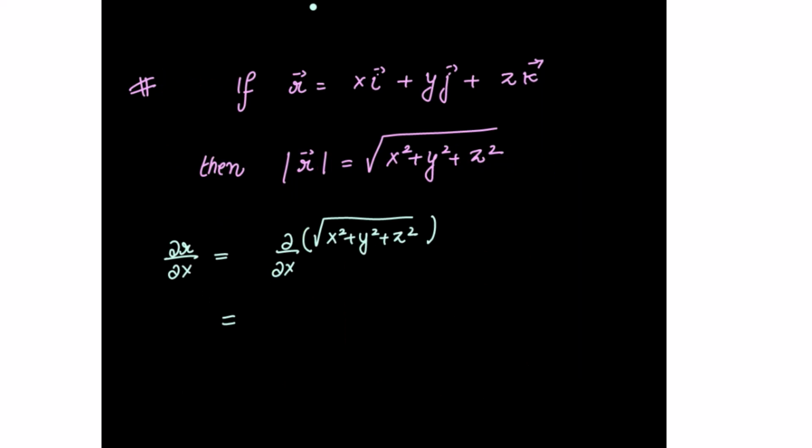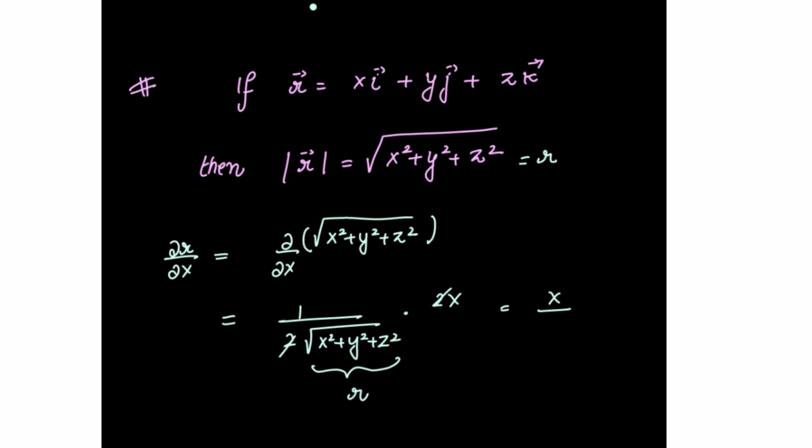Then if r vector, that is your position vector, is x i vector plus y j vector plus z k vector, then mod of r vector is square root of x square plus y square plus z square. That is equal to r only. To find ∂r/∂x, that will be equal to ∂/∂x of square root of x square plus y square plus z square. So this is equal to 1 divided by 2 square root of x square plus y square plus z square into 2x. So this 2 will go and we are getting x divided by, this is nothing but your r. So ∂r/∂x is x by r.